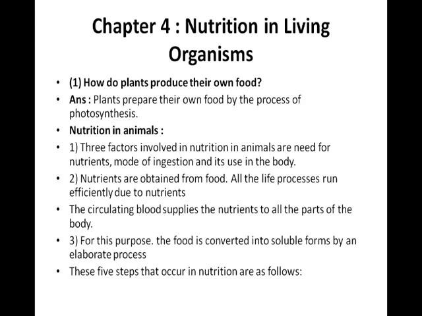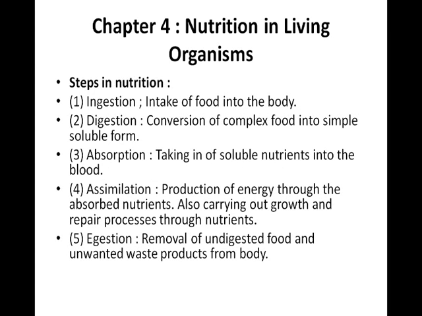Now, how do plants produce their own food? The answer is plants prepare their own food by the process of photosynthesis. Nutrition in animals: the three factors involved in nutrition in animals are need for nutrients, mode of ingestion, and how it is used in the body. Nutrients are obtained from the food. All the life processes run efficiently due to the presence of nutrients. Circulating blood supplies the nutrients to all the parts of the body. For this purpose, the food is converted into soluble forms, and by an elaborate process. The 5 steps that occur in nutrition are as follows: ingestion, digestion, absorption, assimilation, and egestion.